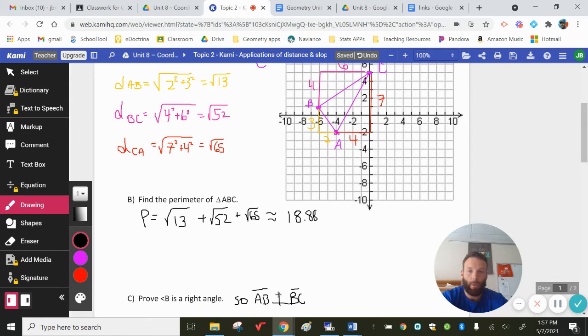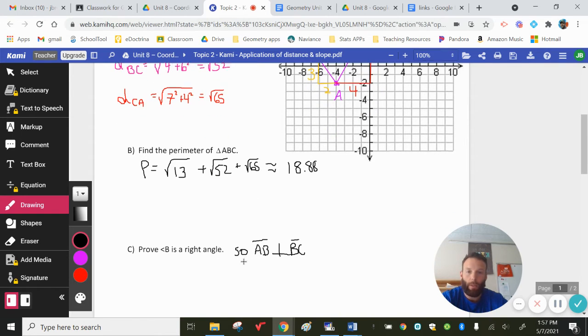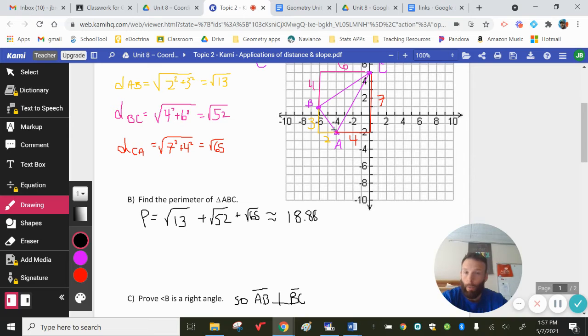And the tool that I have to do that job is slope, because with slope, you can prove lines are either parallel when they have the same slope or prove that they're perpendicular when they have negative reciprocal slopes. So I want to find the slope from A to B and the slope from B to C. So let's go ahead and do that. I've already kind of done the work because I used this Pythagorean theorem counting method to find the lengths. So I can easily find what the slope is from A to B and the slope from B to C, like this.